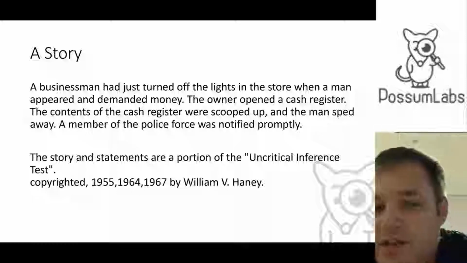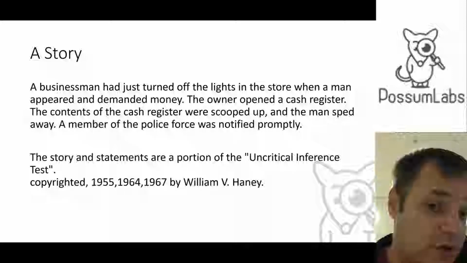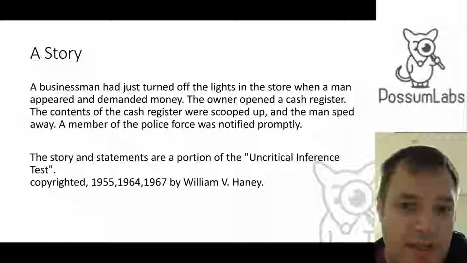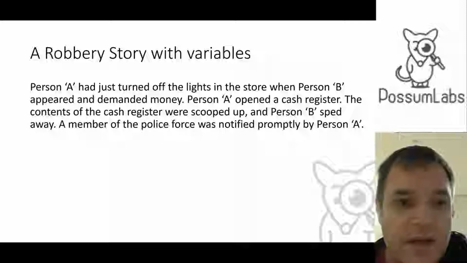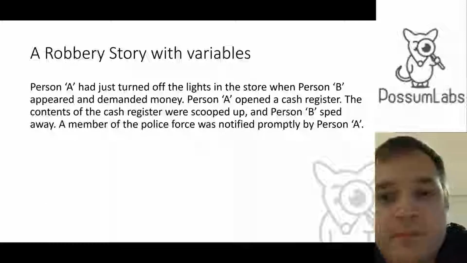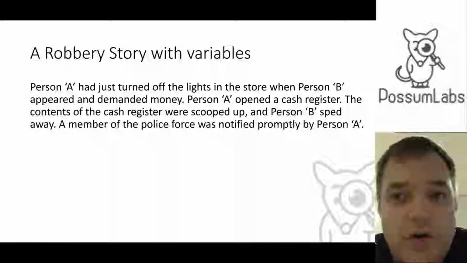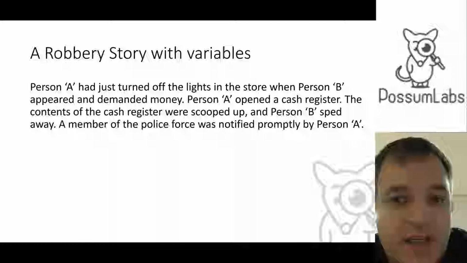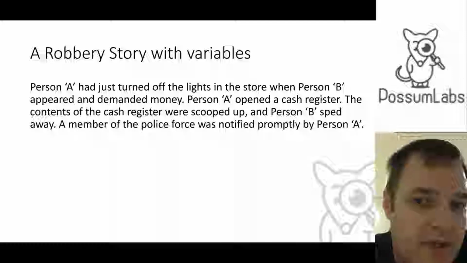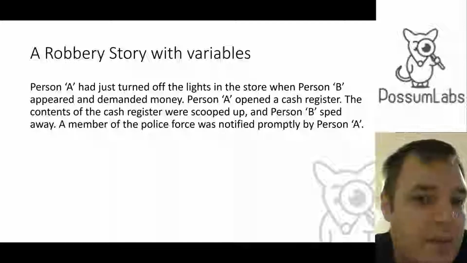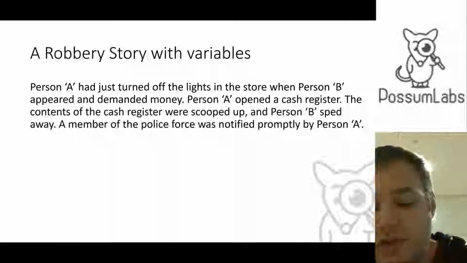So let's change the story a little bit, and we're going to introduce variables, similar to what we saw in the Alexa timers. We're just going to give things names. So here's an example, and this made it a robbery story. Person A had just turned off the lights in the store when person B appeared and demanded money. Person A opened the cash register, the contents of the cash register were scooped up, and person B sped away. A member of the police force was notified promptly by person A.